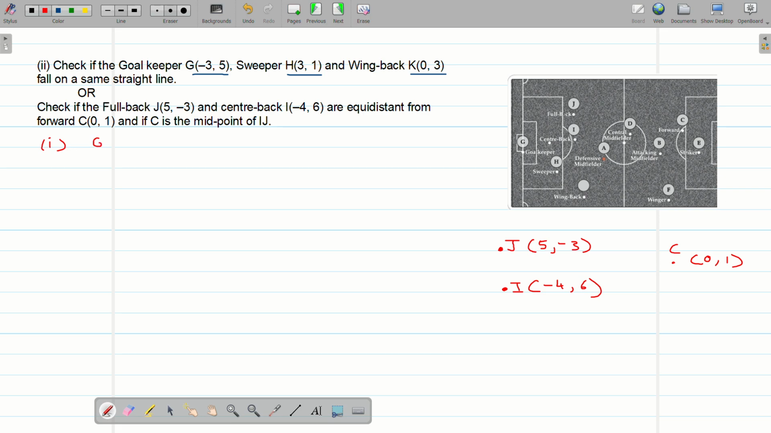GH, the distance GH is equal to, we know the distance formula, square root of (x1 minus x2) the whole square plus (y2 minus y1) the whole square, x2 minus x1 or x1 minus x2 the whole square, y1 minus y2, you have to write them in the same order, that's all. Y1 minus y2 the whole square.